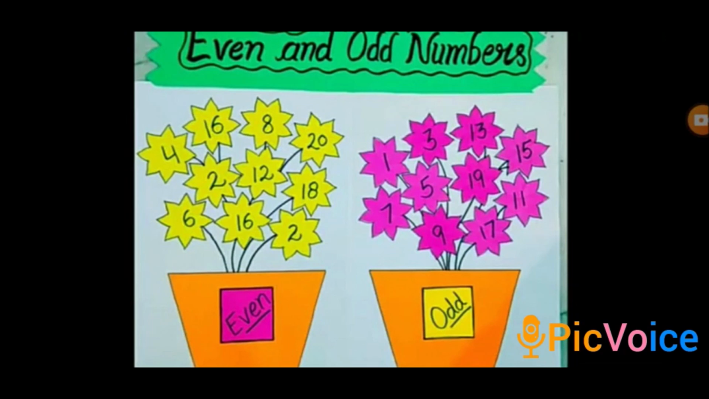Okay, now move on to the odd numbers. Okay, you are seeing pink color flowers, right? See the numbers here: 1, 3, 7, 5, 9. These are all 1-digit numbers. Now move on to the 2-digit numbers: 13, 19, 17, 15, 11, right? For the 2-digit numbers, see the last number, children. It ends with 1, 3, 5, 7, 9. So these come under odd numbers. Now you are very clear about even and odd numbers, isn't it?